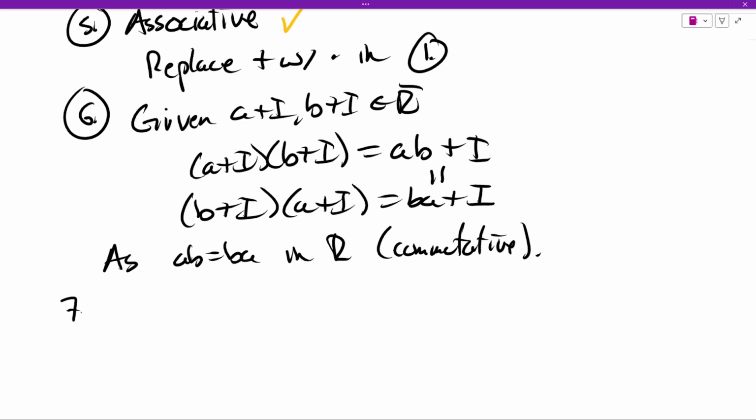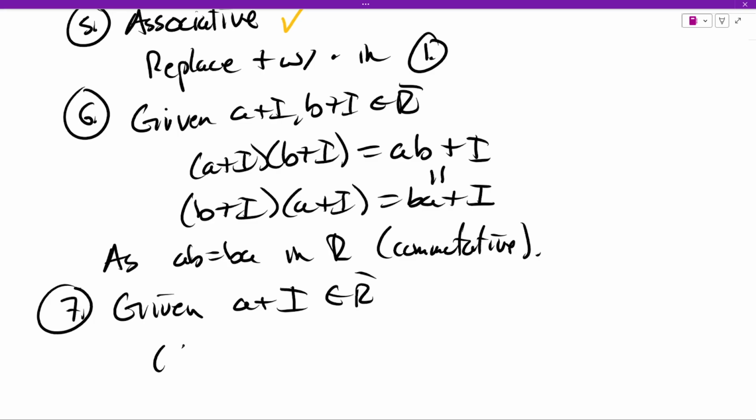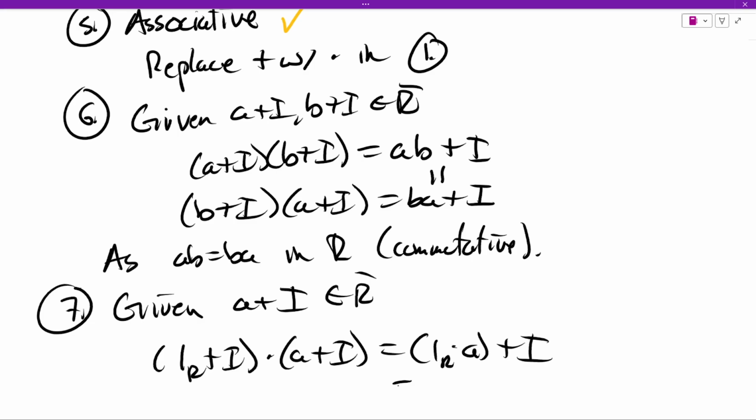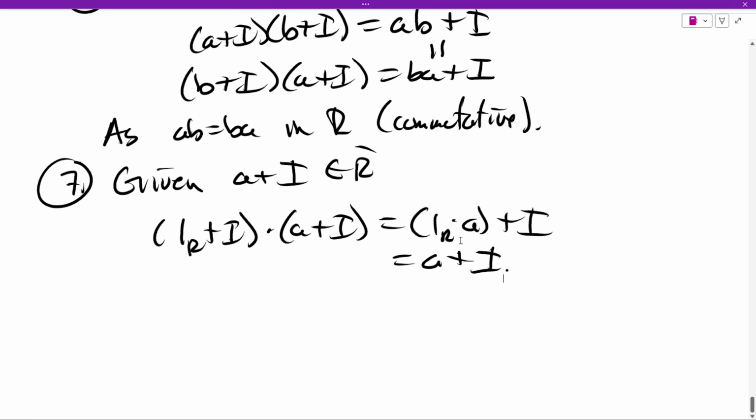All right, 7, a multiplicative identity. So we said what that was earlier. Given A plus I in R bar, 1 plus I times A plus I is 1 times A plus I, but 1 is the multiplicative identity in R, so that's just A plus I, and then similarly on the other side.